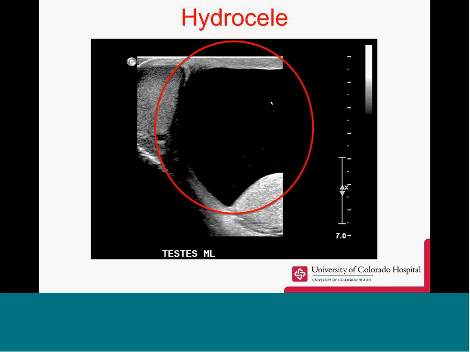Characteristically, they are anechoic with through transmission. They can contain low-level echoes, which is usually fibrin or cholesterol crystals. The fluid collection is confined to the anterior lateral portion of the scrotum because of the attachment of the testis and epididymis to the scrotal wall posteriorly.